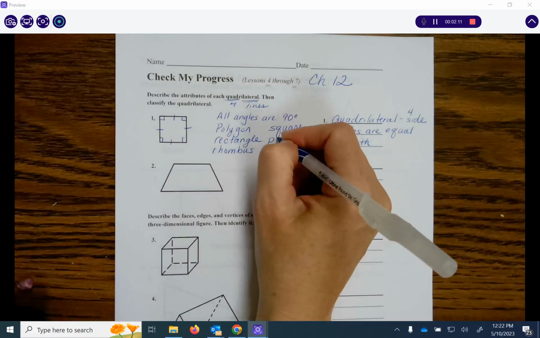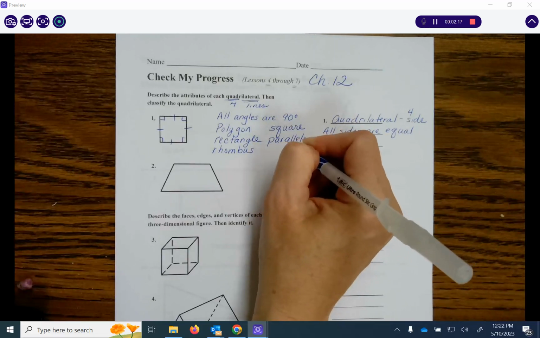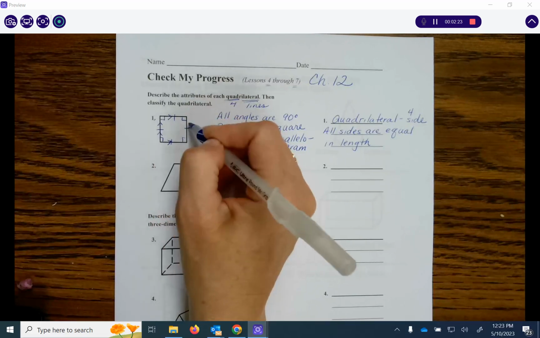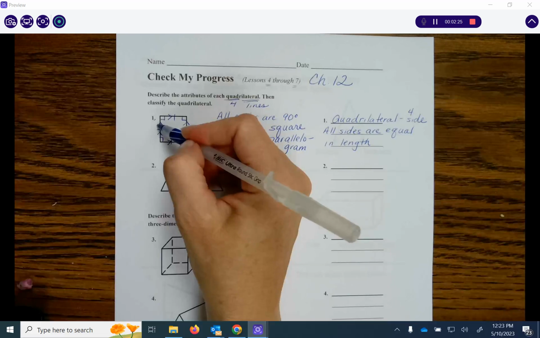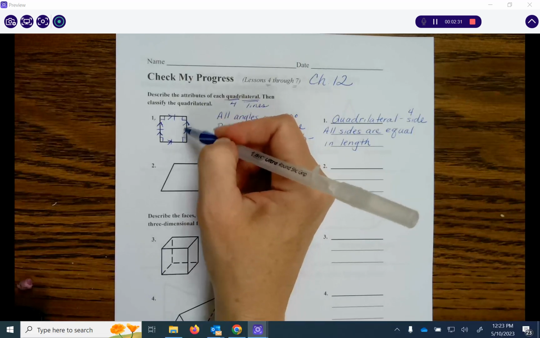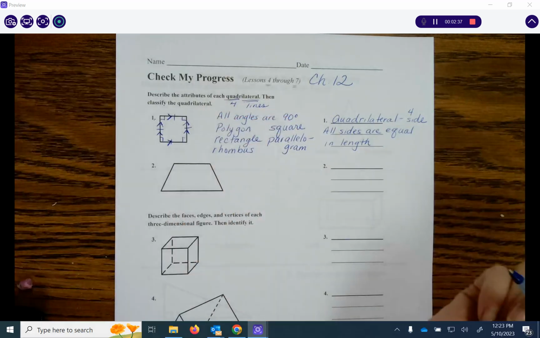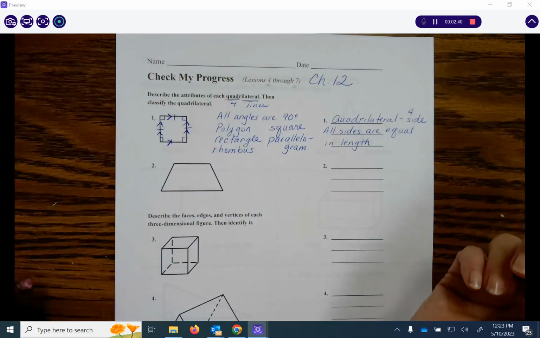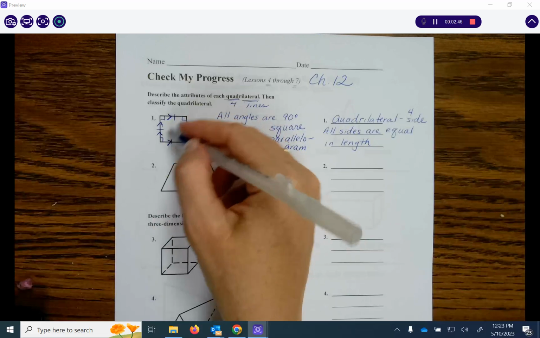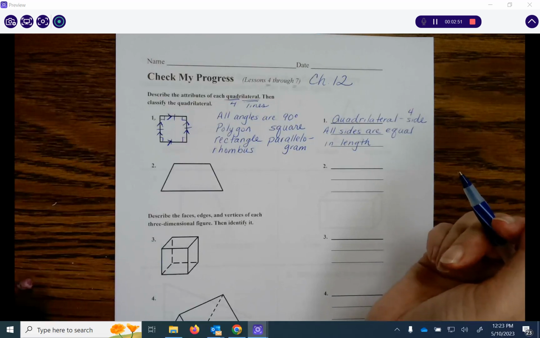It is also a parallelogram because it has two pairs of parallel sides. And you show parallel sides with these little arrows. So since I put two arrows here and two arrows here, that means that these are parallel. Since I put one arrow here and one arrow here, that means that these two lines are parallel. All right. You could say that opposite angles are equal, but in this case, they're all 90 degrees. So that's what I'm going to write instead.